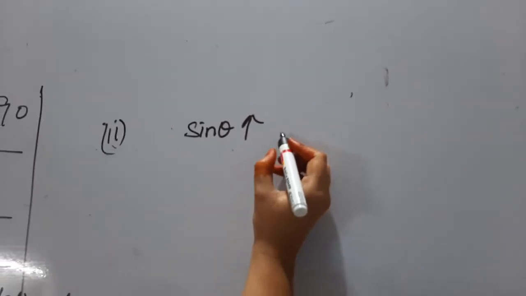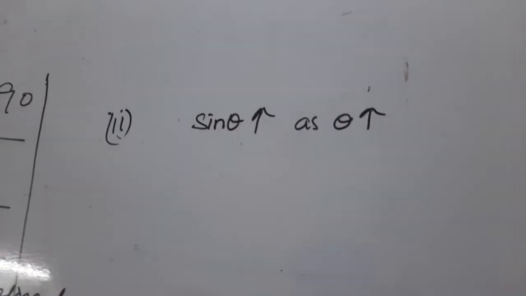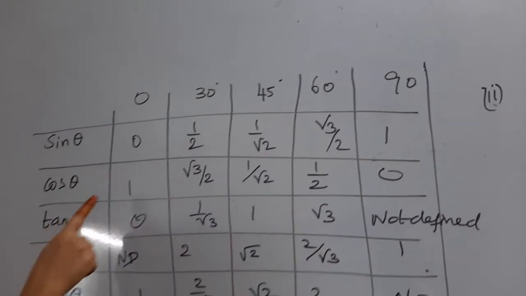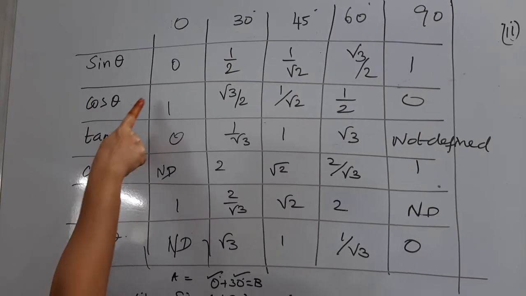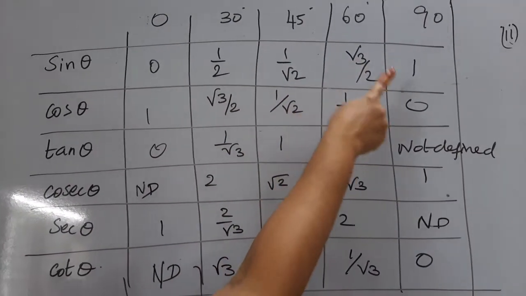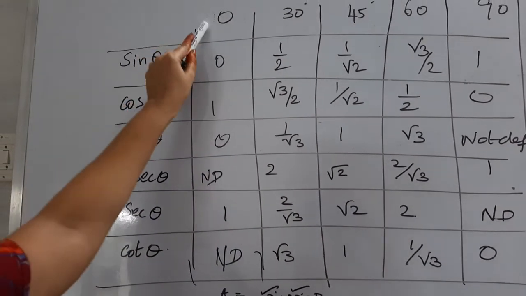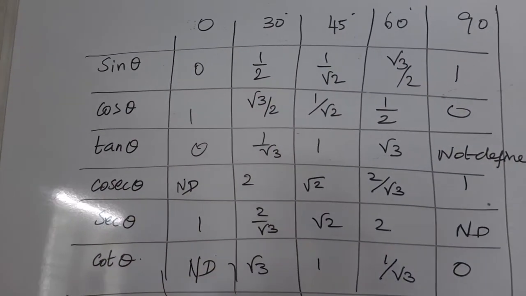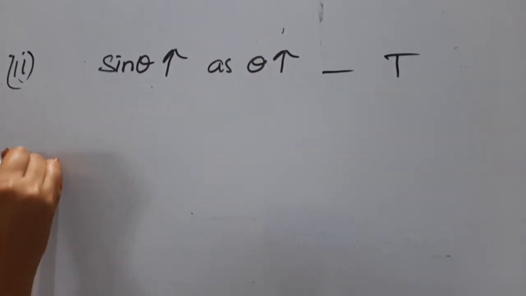Sin theta increases as theta increases. We need to say whether this statement is true or not. Come to the table. Check the table. When you move from left to right of the table, the theta value increases. Okay. What about the sin value? Sin value is also increasing: 0, half, more than half, equal to 3/4 and then 1. When the theta value increases as we move from the left of the table to the right, the sin value also increases. So, subdivision 2 is true.